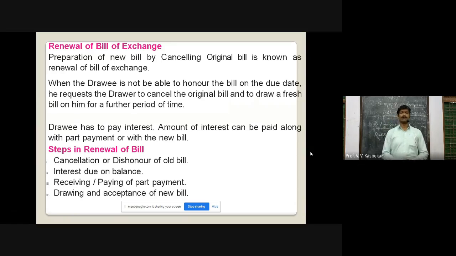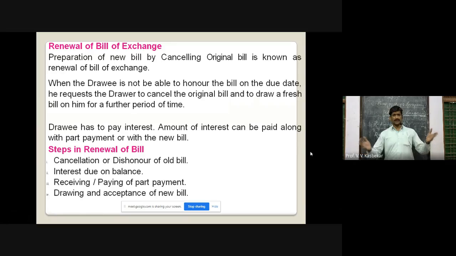Steps in renewal of bill. How is a bill renewed? Cancellation on dishonor of bill. The first bill or original bill which is dishonored is cancelled due to dishonor. Then interest due on balance, the interest amount for that dishonor of bill. Then receiving or paying of part payment.